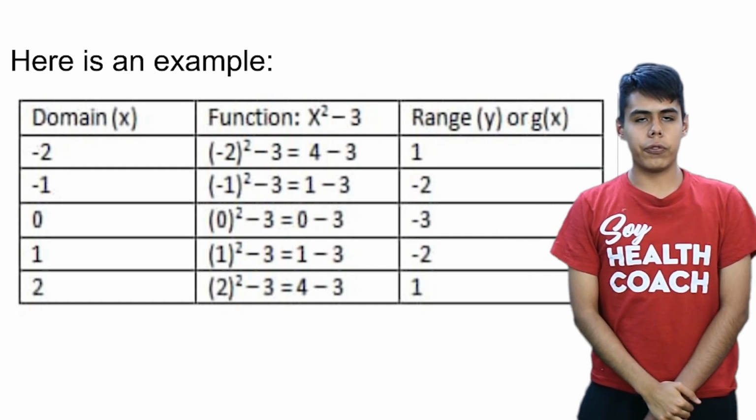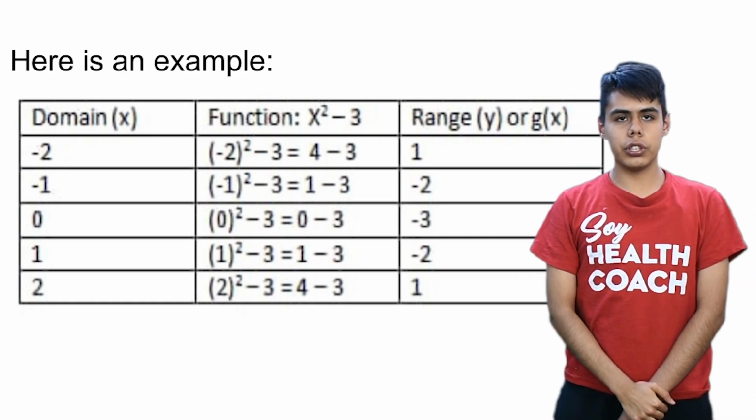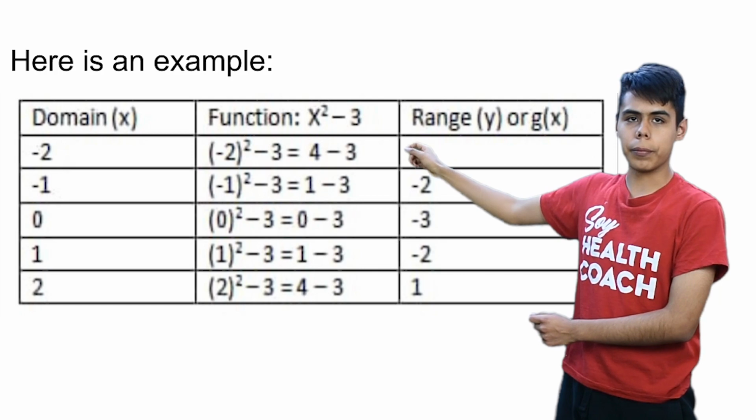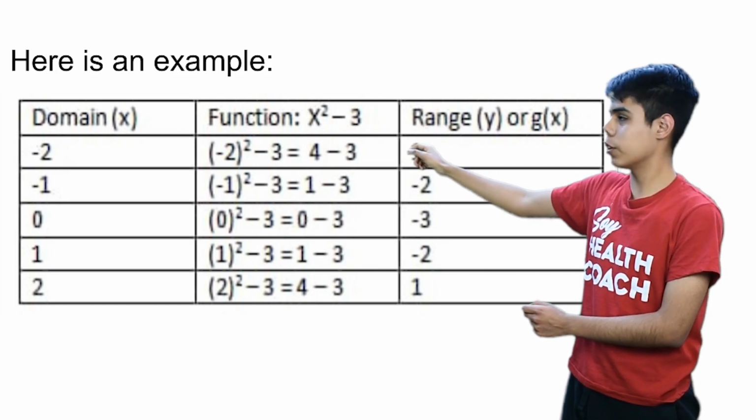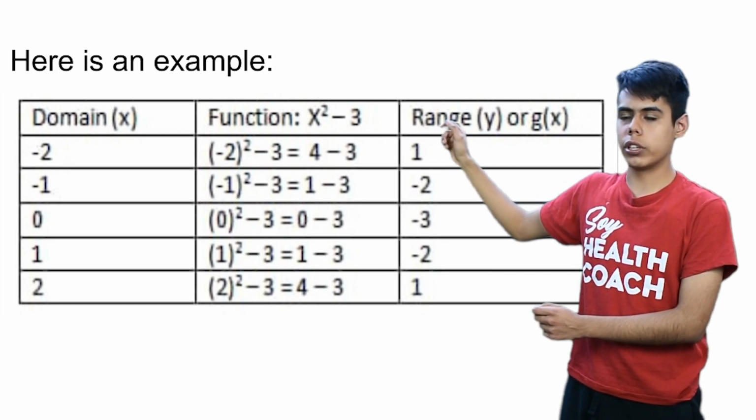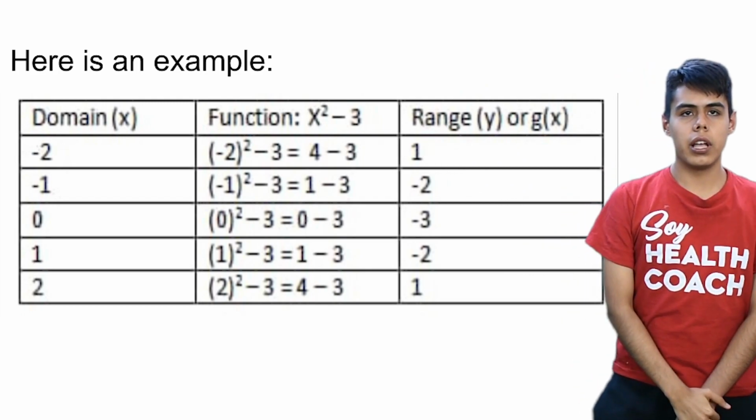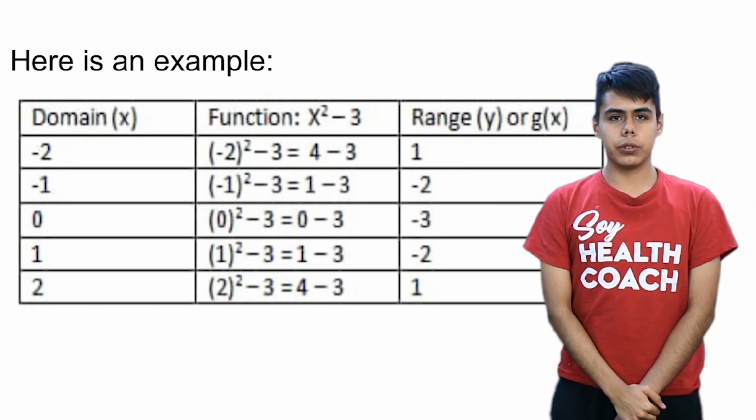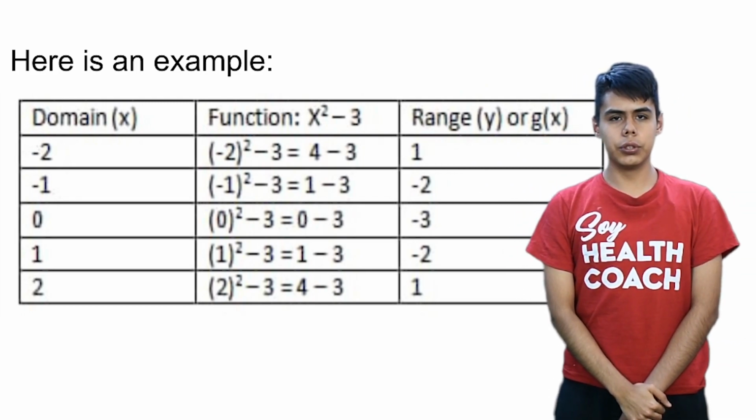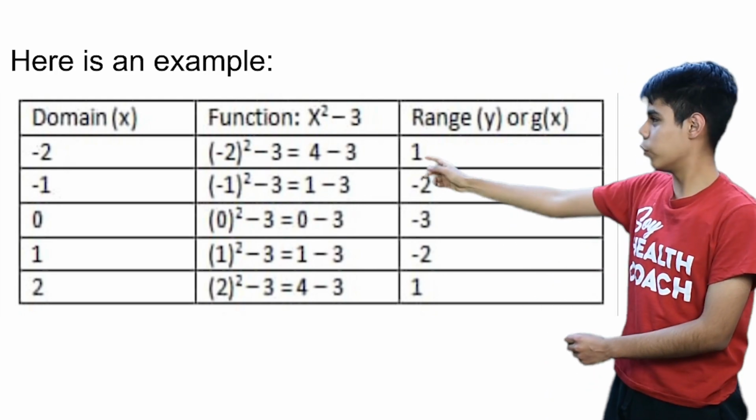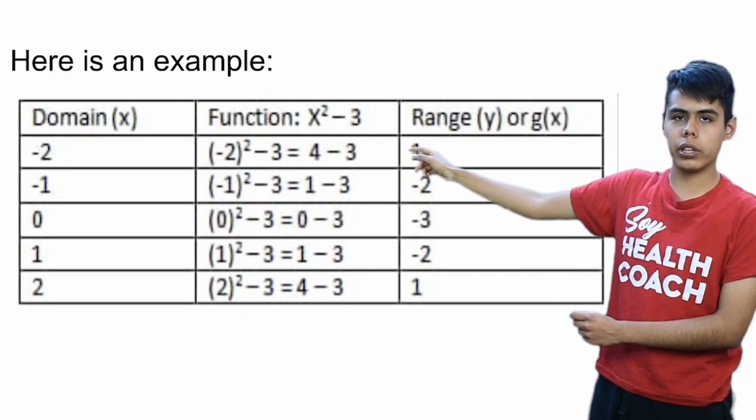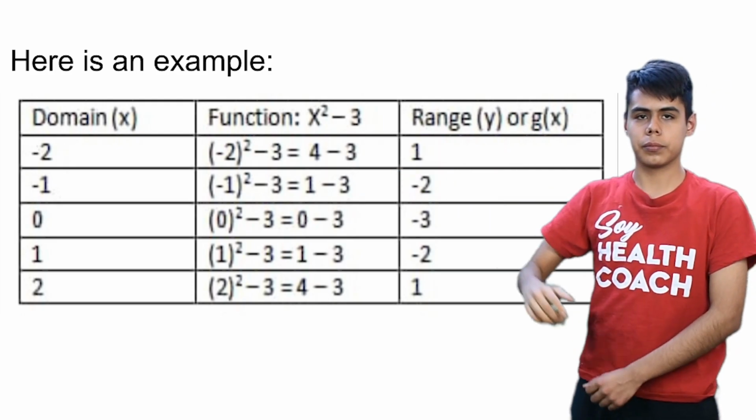For the domain of 1, the function is equal to 1 squared minus 3, which is 1 minus 3, where the range is minus 2. For the domain of 2, the function is 2 squared minus 3, equal to 4 minus 3, where the range is 1. Continue with this masterclass.